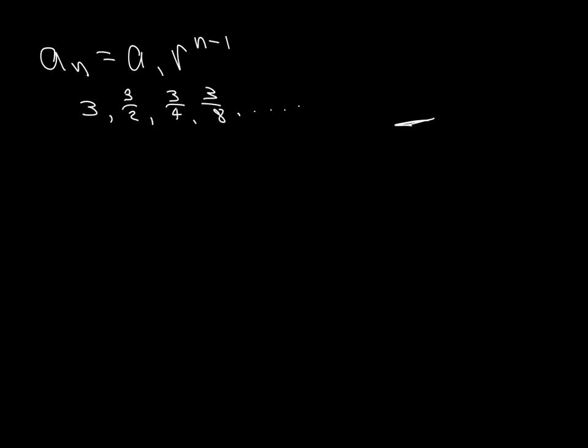So we're going to use this formula that we have right here. So it's looking for the 10th number. That's what the n is. The n represents which number we're looking at. We're looking at the 10th one. So I'm going to put a 10 there. First number is a 3. And what is the ratio?